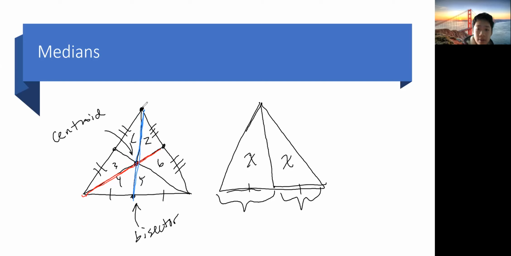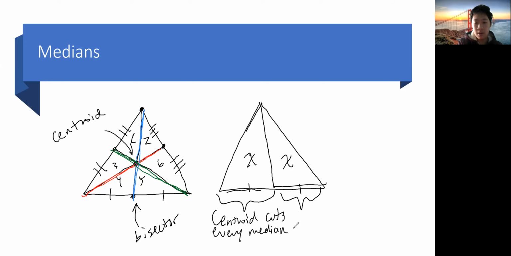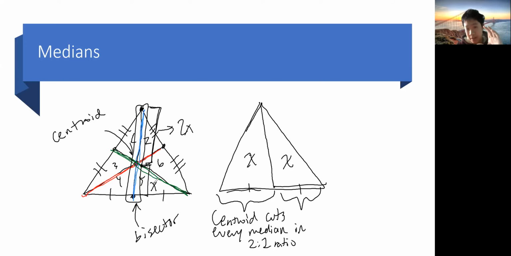Let's look at the last median, the green. Oh, that's a pretty good green. So as you can see here, it's also closer to the side than to the vertex, okay? So the unique thing about a median is that the centroid cuts every median in a 2-to-1 ratio. So if we take the blue median here, this length right here could be 2x, and this length could be x. So the part that is closer to the side is going to be x, and the part that's closer to the vertex is going to be 2x.